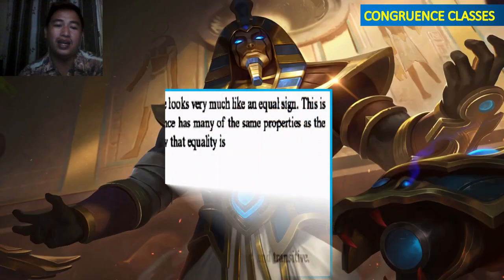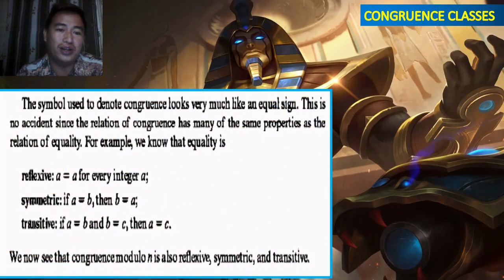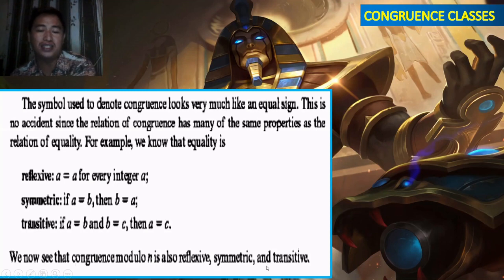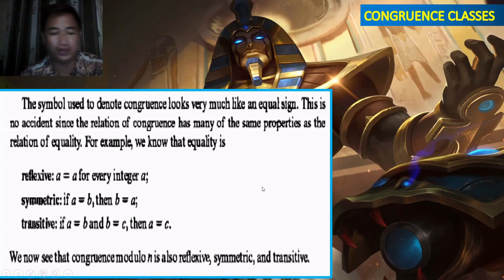Now, the symbol used to denote congruence looks very much like an equal sign. Kaya sa equal sign, duha lang man na siya ka-line, no? So, dili ka sa congruence, tulo na siya ka-lines. So, this is no accident since the relation of congruence has many of the same properties as the relation of equality. For example, we know that equality is reflexive, symmetric, transitive. So we now see that the congruence modulo n is also reflexive, symmetric, and transitive.